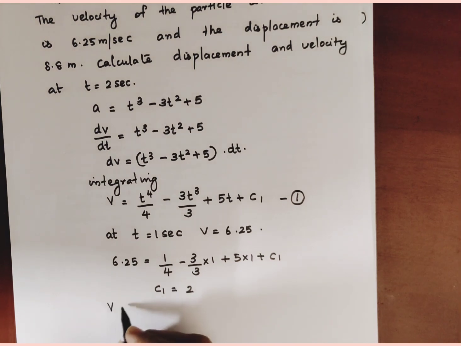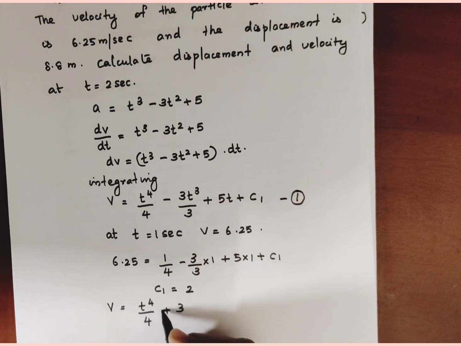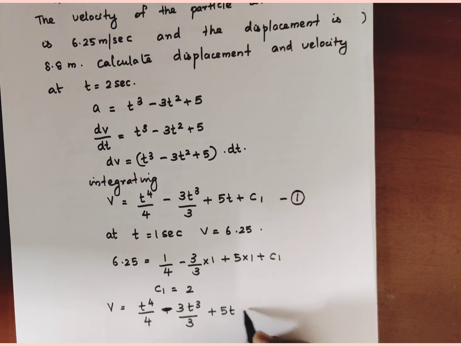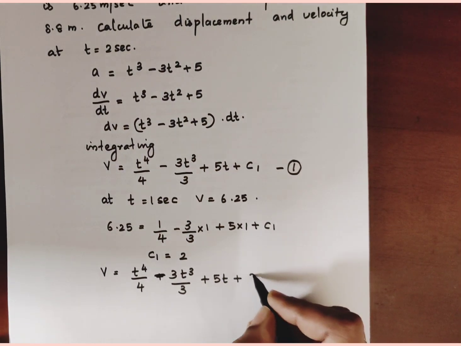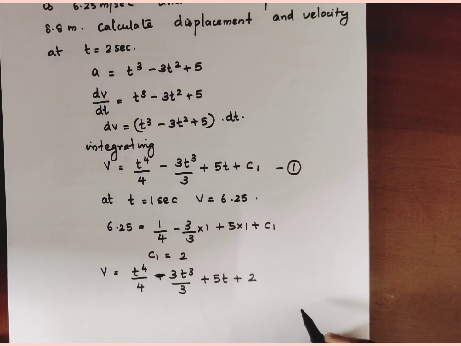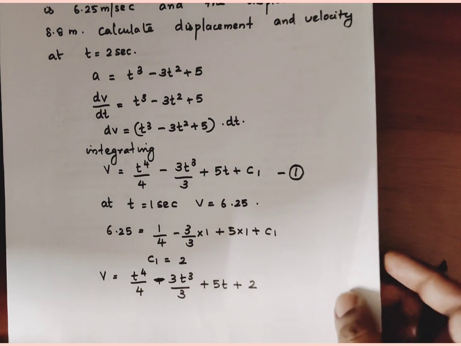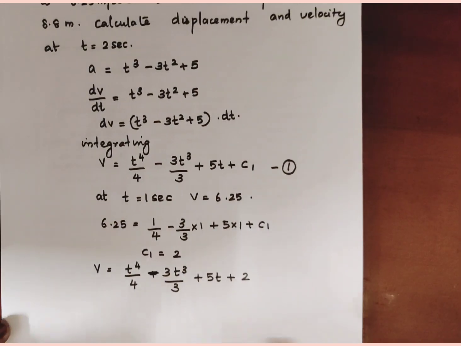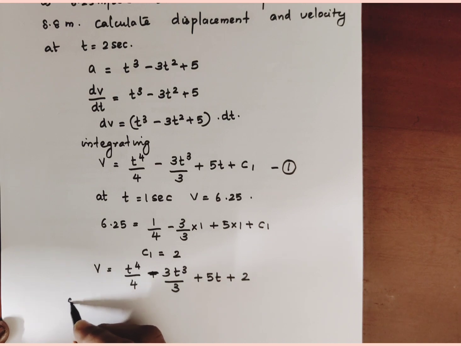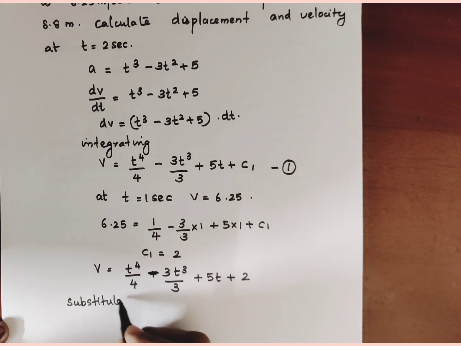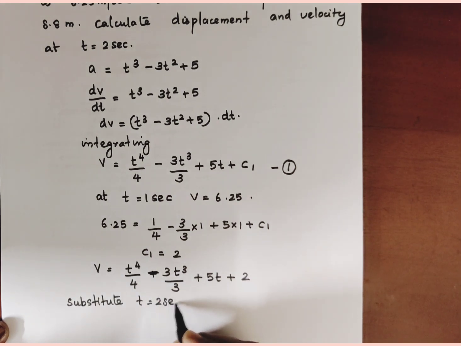So now the equation for velocity, V is equal to t raised to 4 by 4 minus 3t cube by 3 plus 5t plus C1. C1 is 2. So this is the equation for velocity. So now you have to calculate the displacement and velocity at t is equal to 2 seconds. So in this equation, substitute t is equal to 2, t is equal to 2 seconds.